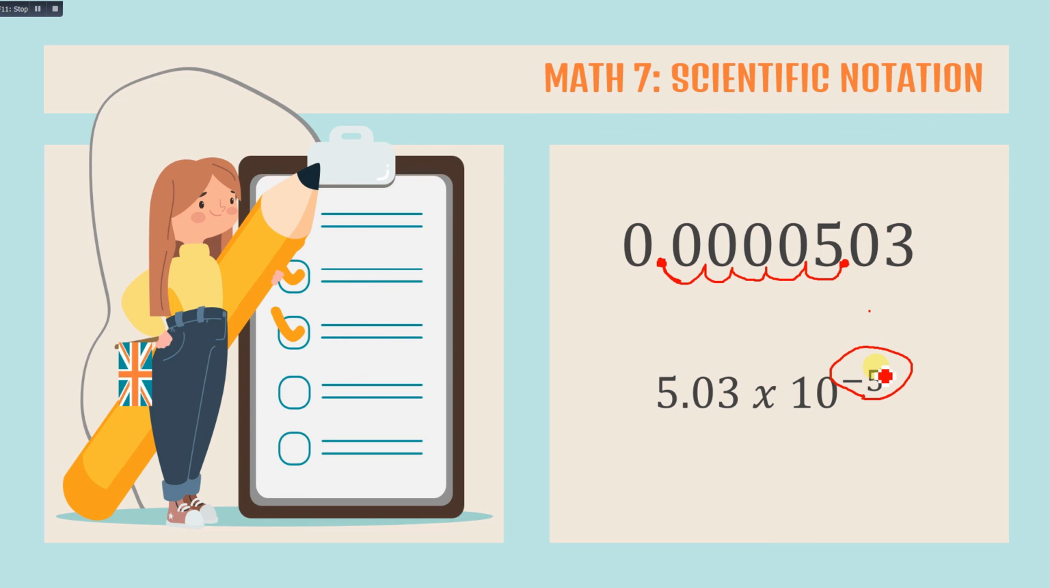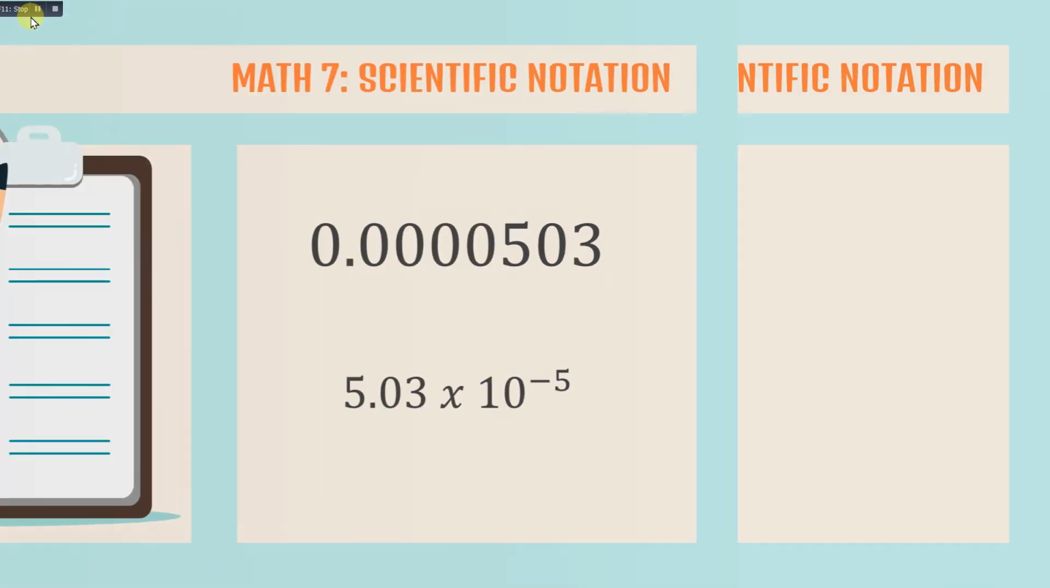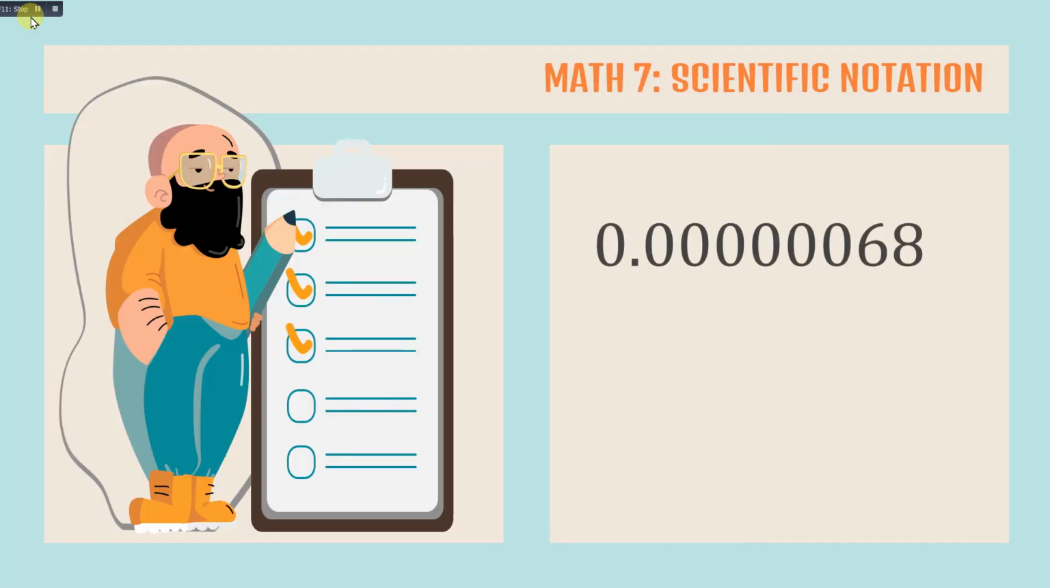Okay, so next example, how will you write this in scientific notation? For this one, same procedure, we just need to move it to the right. So 1, 2, 3, 4, 5, 6, and 7. Okay, we shall put here the decimal point. That's why our scientific notation would be 6.8 times 10 to the power of negative 7. So that will be our scientific notation. Okay, so it is a smaller number, it is a negative exponent, and less than 1.